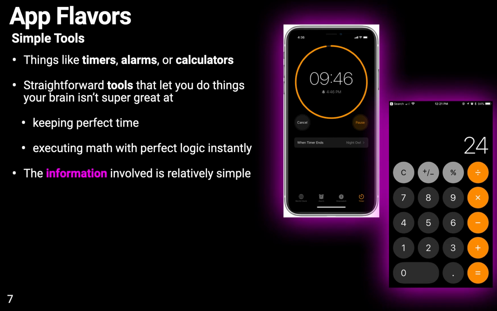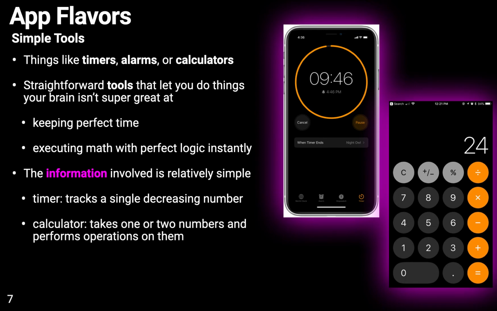And the information involved here is relatively simple. A timer will track a single decreasing number when it comes right down to it. It might display it a little differently, you know, with the hours and the minutes and the seconds and all that. But really, it's just keeping track of one number that every tick of the clock will decrease until ding, ding, ding, your alarm goes off. A calculator will take one or two numbers and perform different operations on them, like, okay, I'm doing 2 times 4, blah, blah, blah. Now, if you need a calculator to do 2 times 4, don't do that.